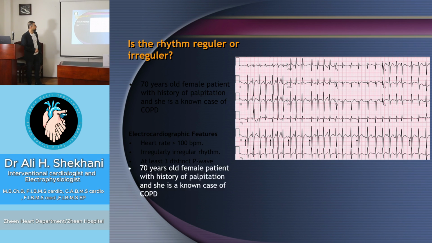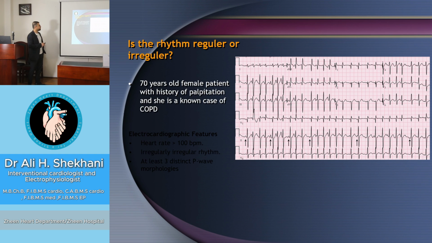Another patient, 70 years old, with history of palpitation, and she's a known case of COPD. Again, is it regular or irregular? Irregular, yes, you are right. Is there any P wave? Yes, very good. P wave, yes. These are all P waves.